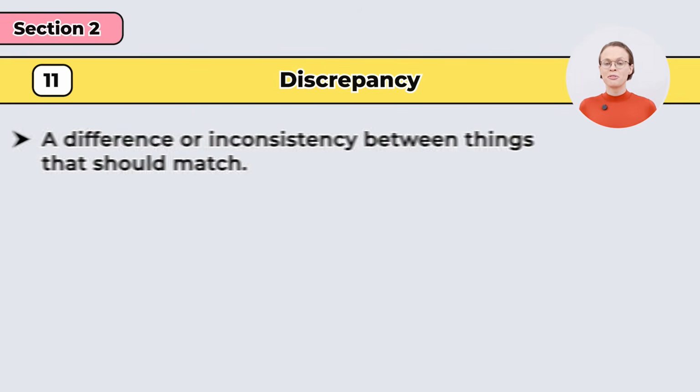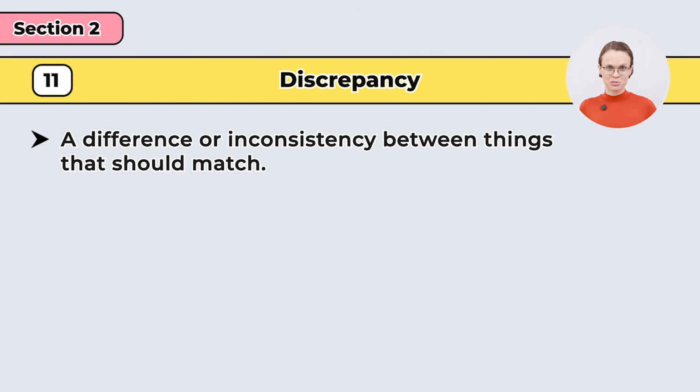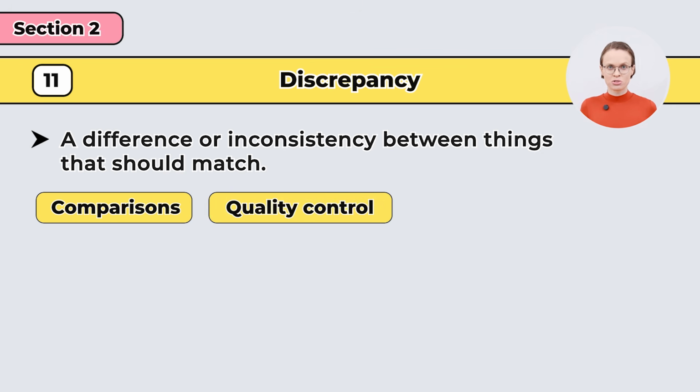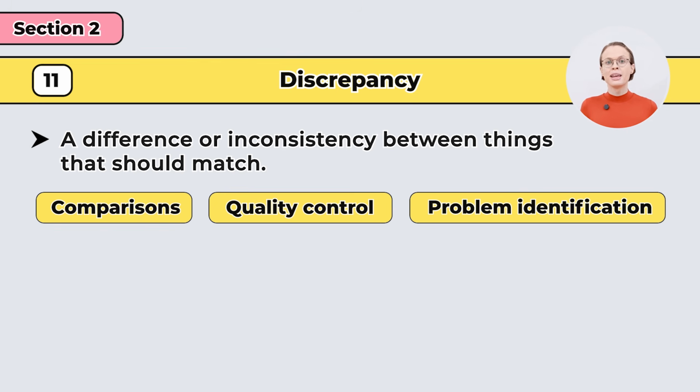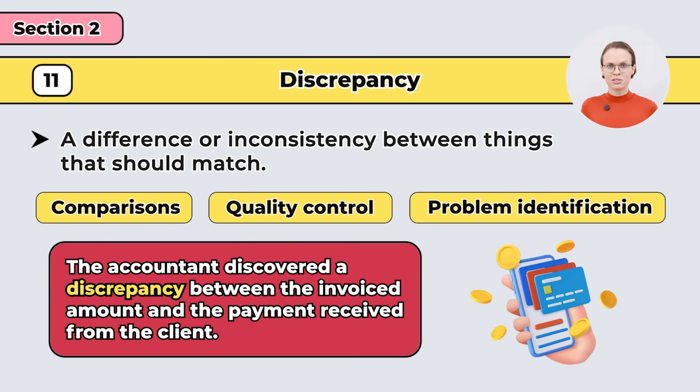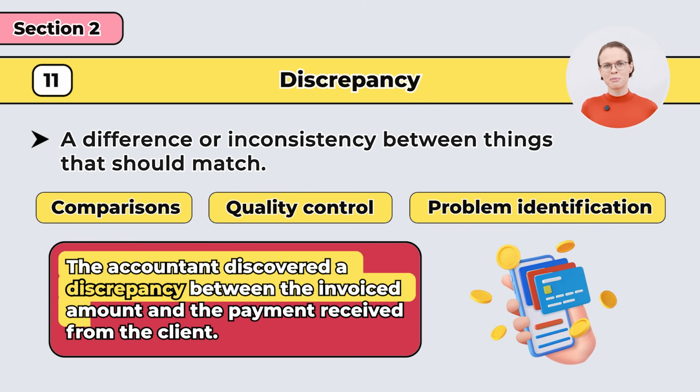Discrepancy means a difference or inconsistency between things that should match. This noun frequently appears in workplace contexts involving comparisons, quality control, and problem identification. You might encounter: the accountant discovered a discrepancy between the invoiced amount and the payment received from the client.